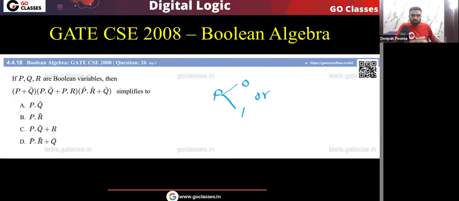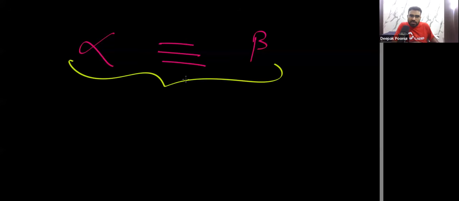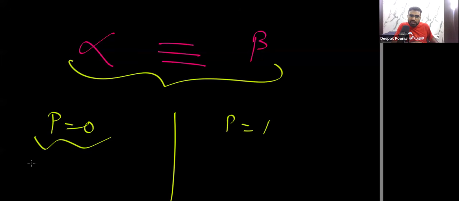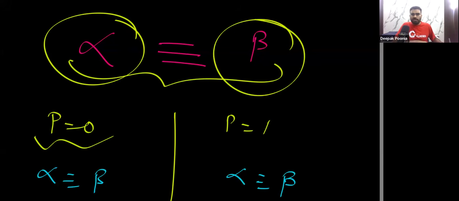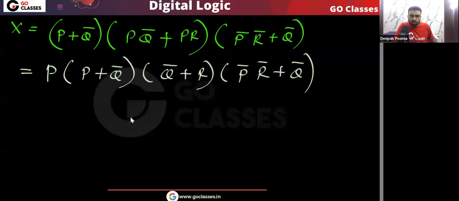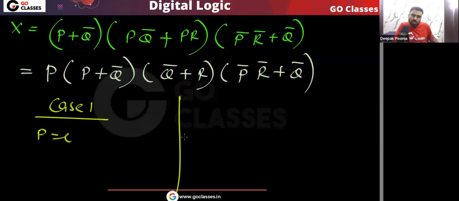Yes or no? You already know that if you have two expressions, let's assume there is alpha, there is beta. If they are equivalent, what that simply means? It simply means that if you create two cases, like P equal to 0, P equal to 1, then in both the cases they must be equivalent. If two expressions are equivalent, then in all the cases they must be equivalent. So very simple point here. So here you can create two cases. The first case is P equal to 0, and the second case is P equal to 1. Because P is a Boolean variable, so either it will be 0 or 1. So only two cases are possible, no other case is possible.